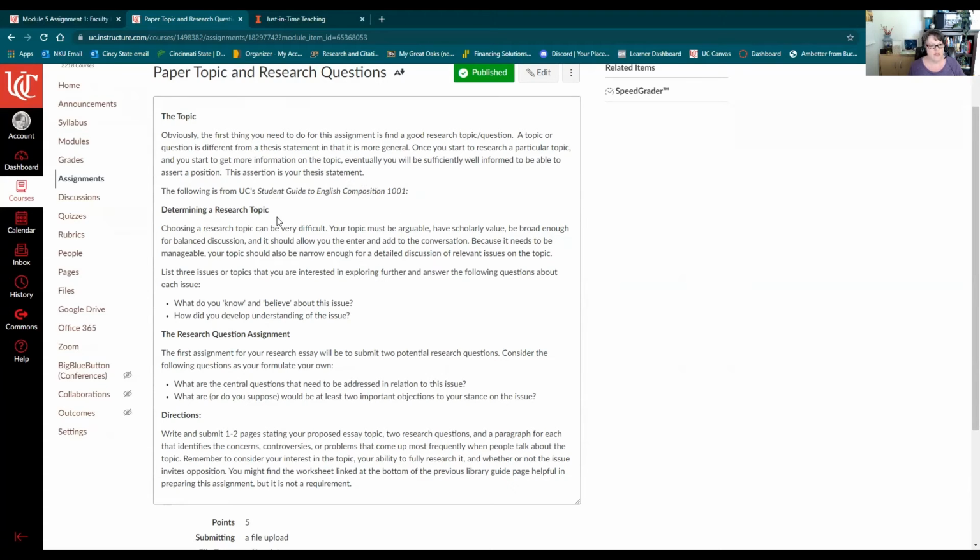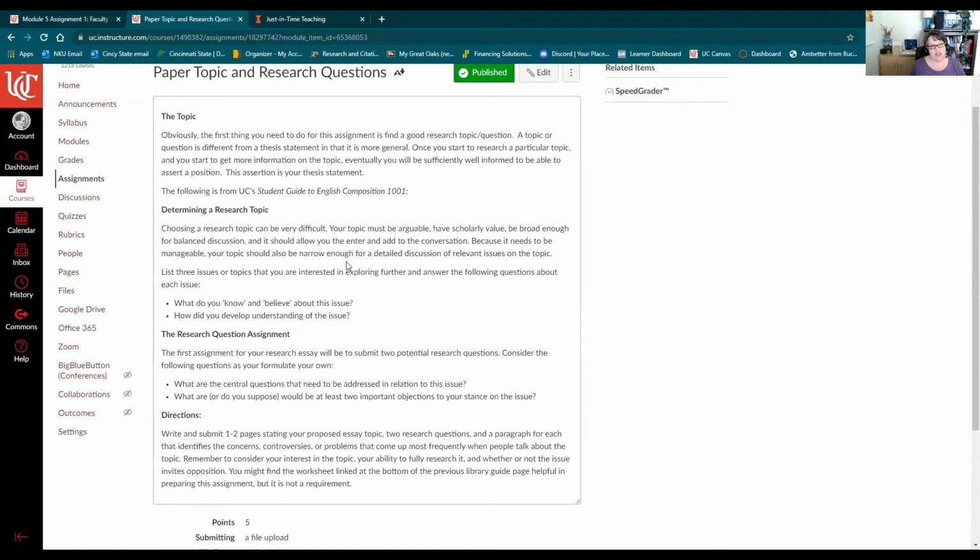So there are ways to determine a research topic. It can be very difficult, but you have to keep in mind that your topic must be arguable. It has to have scholarly value, and it needs to be broad enough for balanced discussion. It should allow you to enter and then add to what we call the scholarly conversation, right?